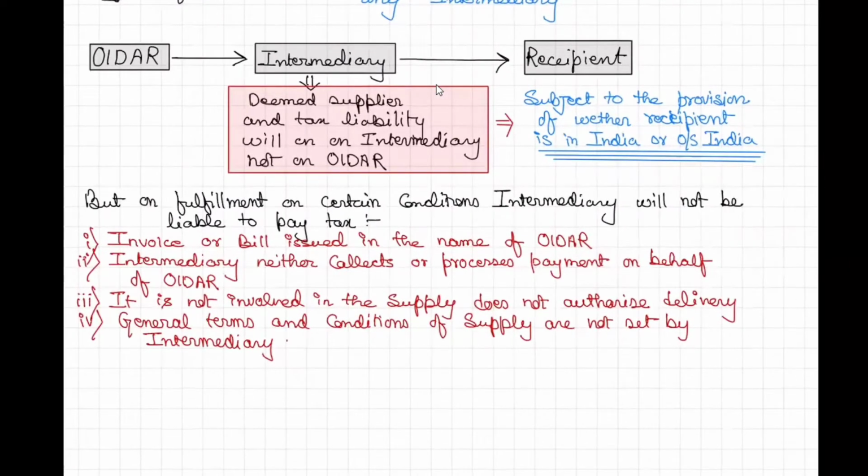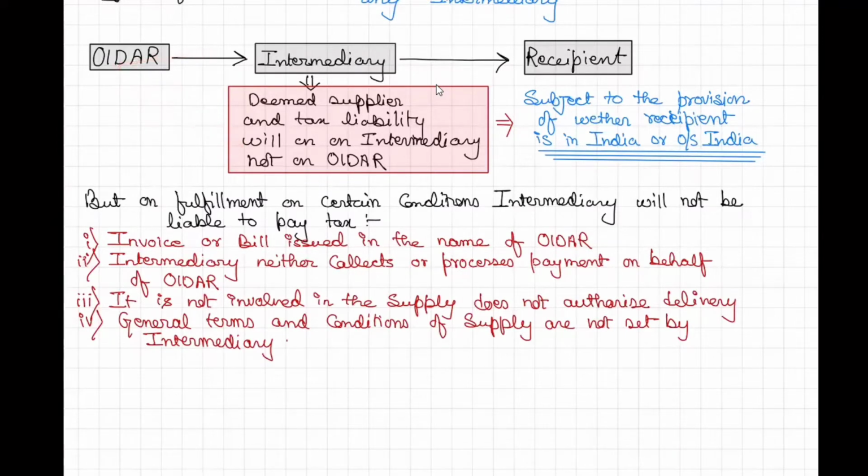Okay, so a pure agent is simply those agents which we cover in supply. Those who do not raise an invoice in their own name, which means they provide pure agent service. They will just connect the buyer and the seller, and they are done. They will receive the commission. They went off. That is a pure agent. So whenever the intermediary acts as a pure agent, which means the invoice or the bill issued by it is in the name of OIDAR, it clearly states that the owner, the provider, is OIDAR. It is just the facilitator.